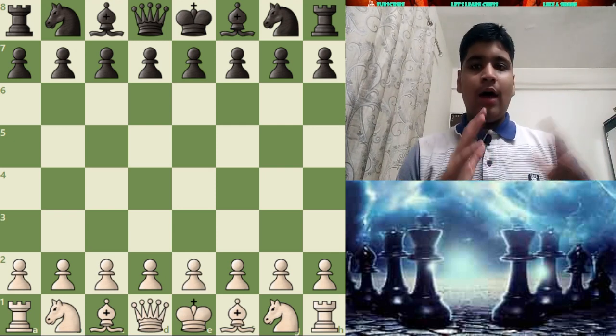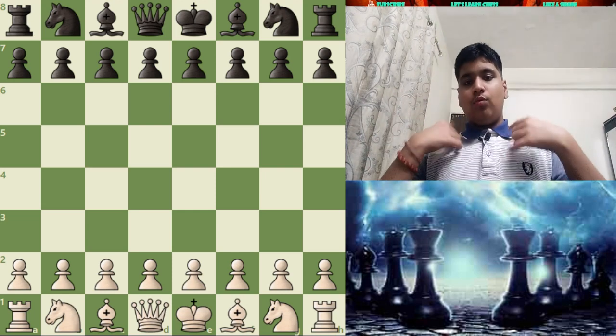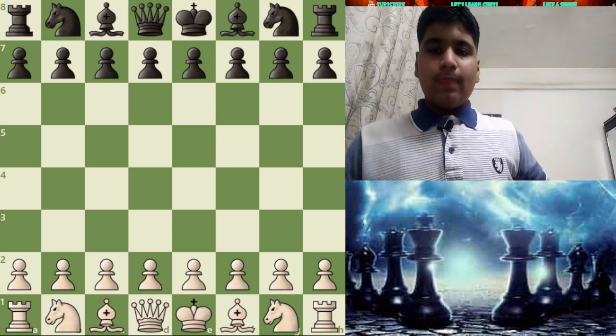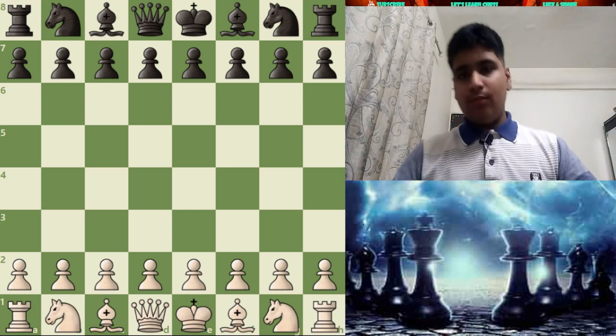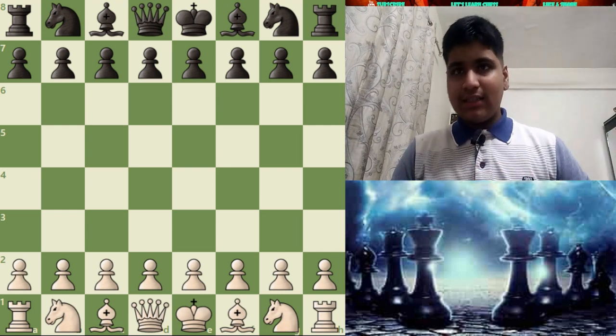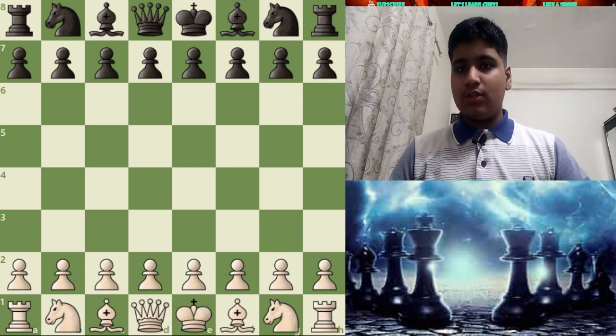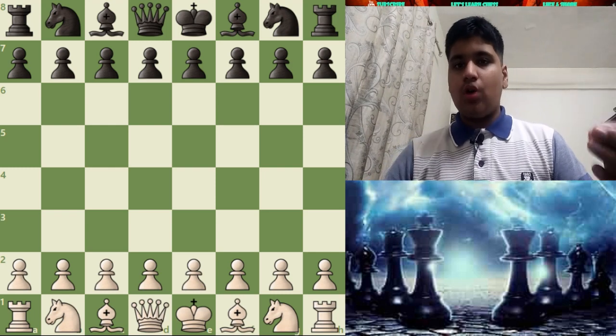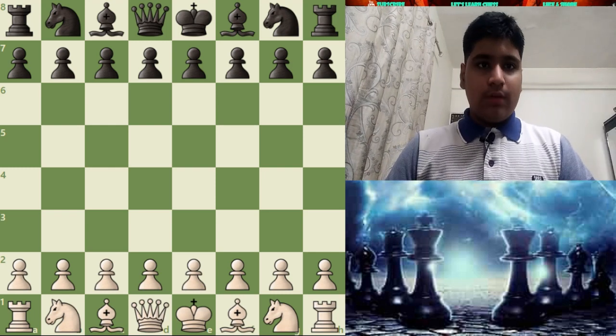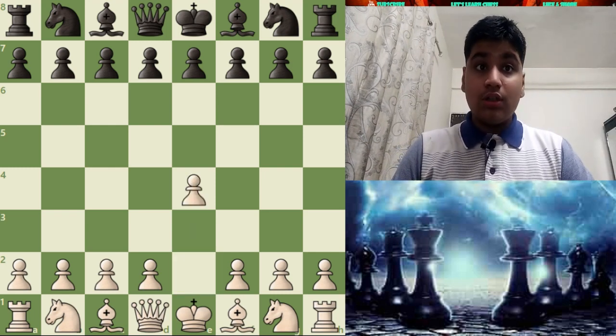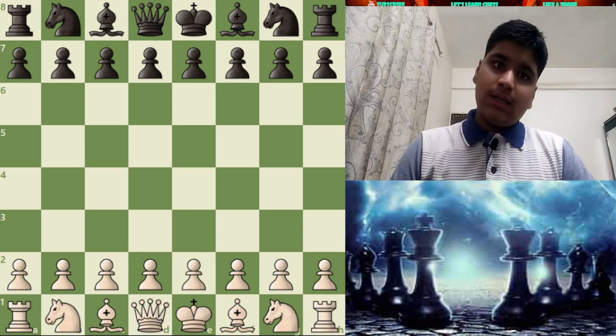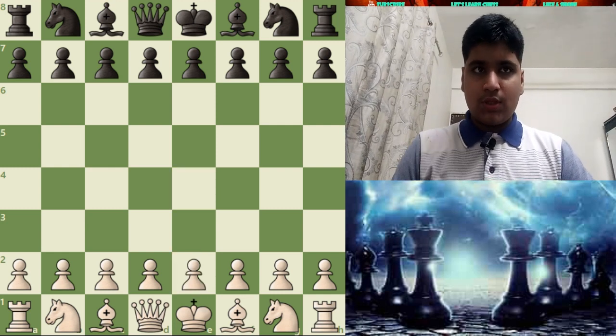I'm pretty sure most of you might know what illegal is. Illegal is a thing which is not supposed to be done. So the pawn is not supposed to move like this. All the other pieces can do such a thing.